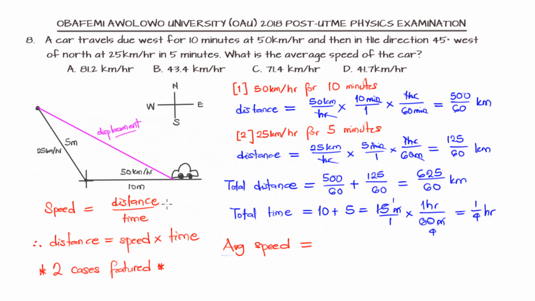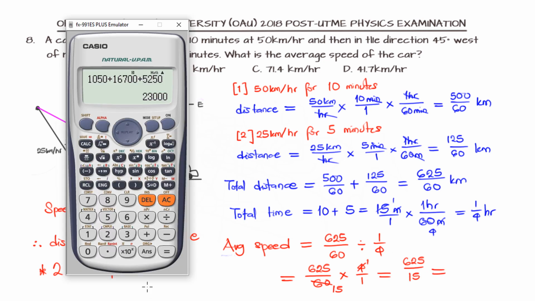The average speed of the car will be the total distance divided by the total time, as we have noted before. So that will be, the distance is 625 over 60 divided by the time, which is 1 over 4. So we have to just appropriately evaluate that. That will be 625 over 60 times 4 over 1. 4 can go here, 15. Okay. So we have 625 over 15 kilometers per hour.